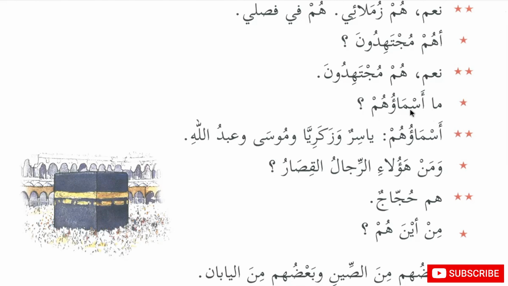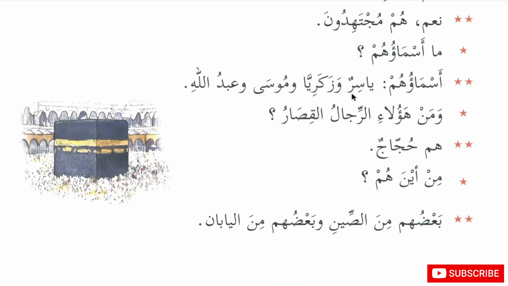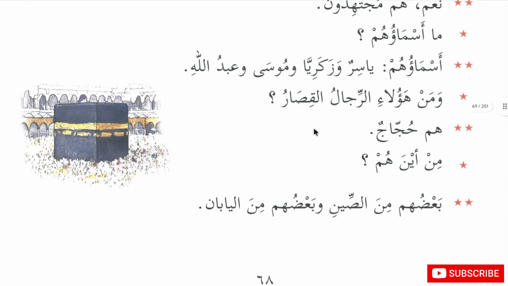So what are their names? Asma'uhum, their names are Yasser, وزكريا موسى وعبد الله ومن هؤلاء الرجال القصار. And who are these short? So قصار is plural of قصير. قصار is male plural. الرجال, men. Who are these tall? Who are these short men? Hum حجاج. They are حجاج. Those who do Hajj. Those who are performing Hajj.